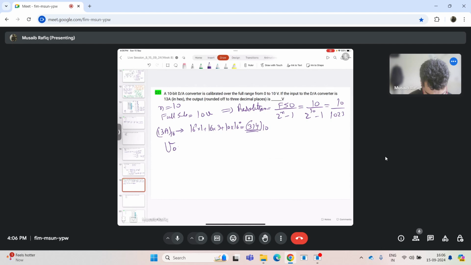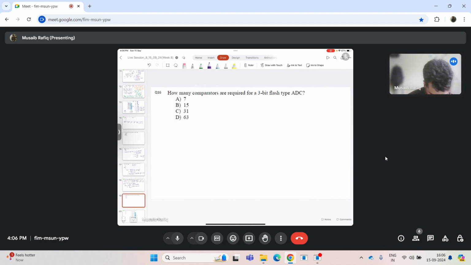So my V output is equal to resolution times the decimal equivalent of the input. So resolution is 10 by 1023 times 314. This is approximately equal to 3.069 volts. So here I will write 3.069 volts.